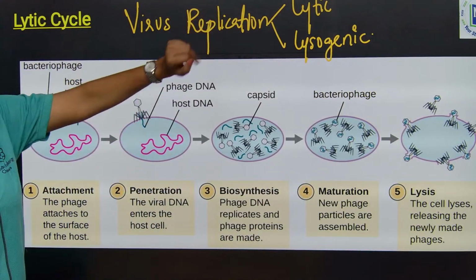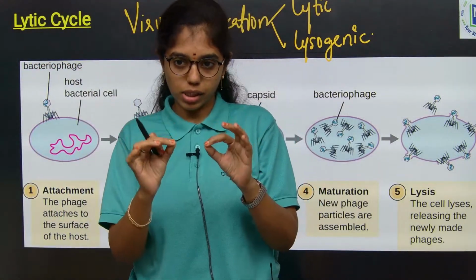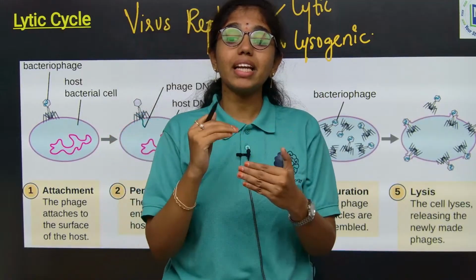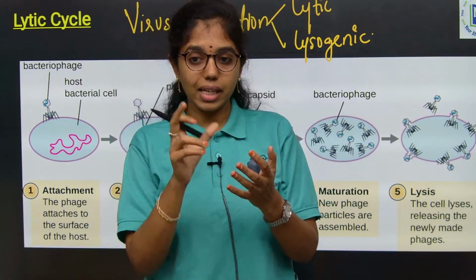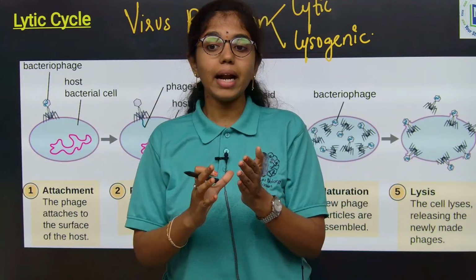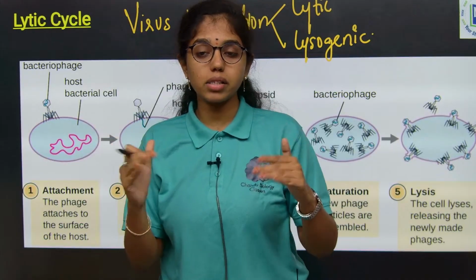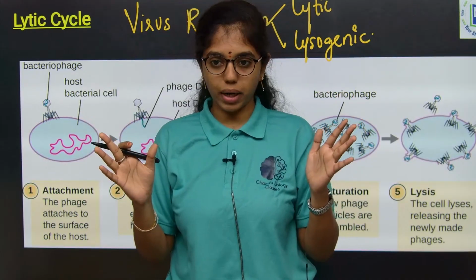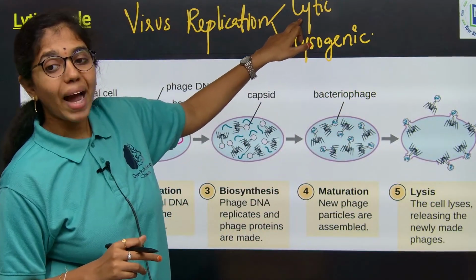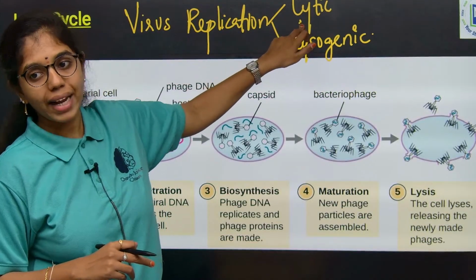First, what is lytic cycle? Virus particles entering into the bacterial cell will replicate inside the bacterial cell. Inside the bacterial cell, all the virus particles will replicate and increase in their number, and then they will burst out of the bacterial cell, releasing the virus particles. So in lytic cycle, this will cause bacterial cell lysis. Bacterial cell death happens through the lytic cycle.